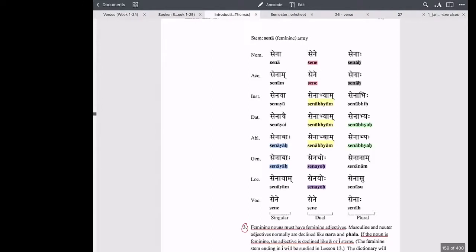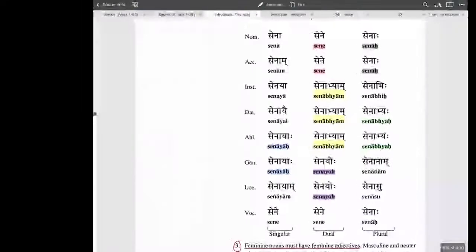What's step 1 before attempting to recognize the paradigm? If someone remembers. Patterns. Patterns, good. So what do we recognize here? Senapyam, senapyam, senapyam. Just like narapyam, narapyam, narapyam. And then we've got senapyaha, just like narepyaha.